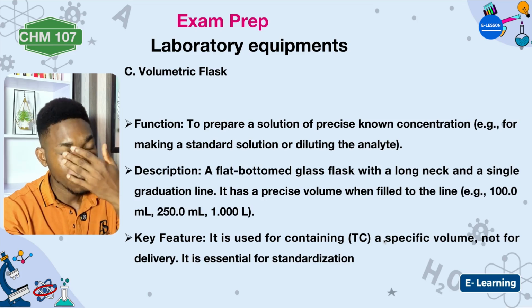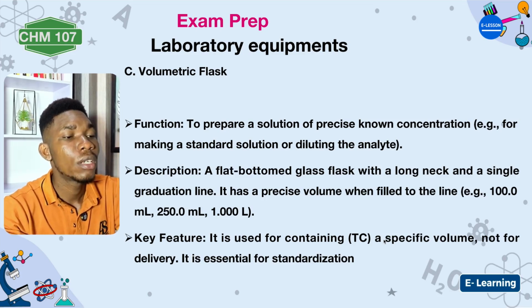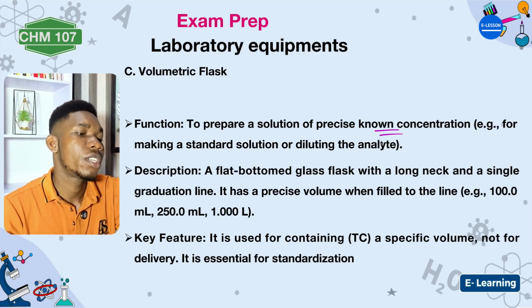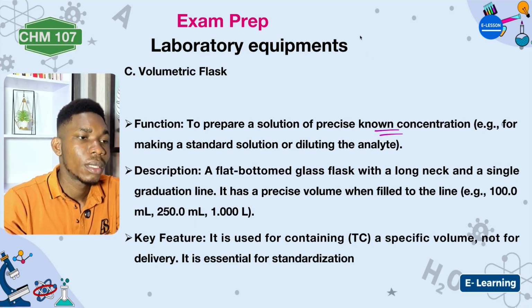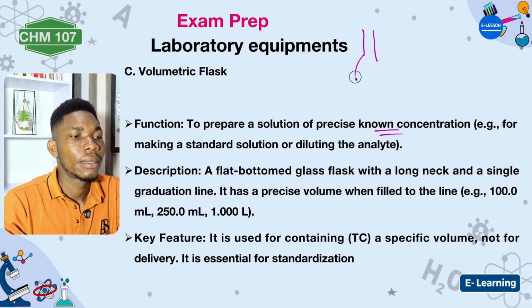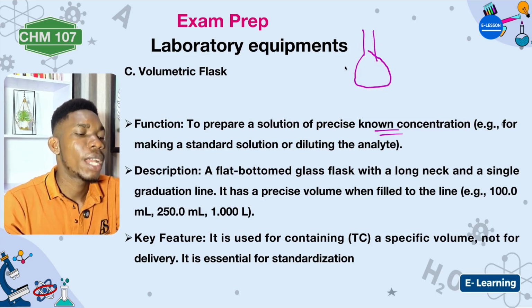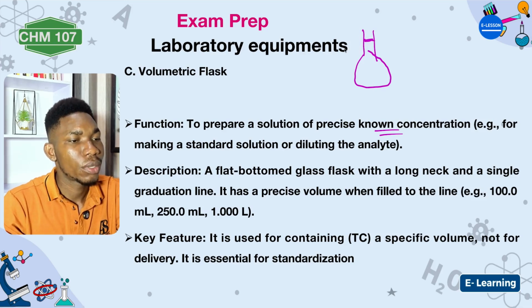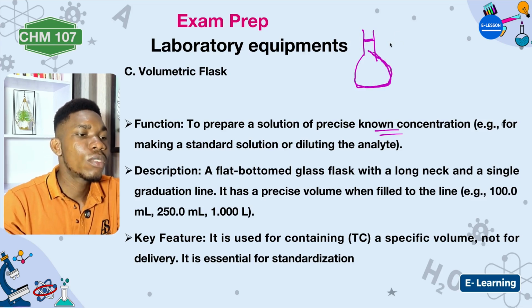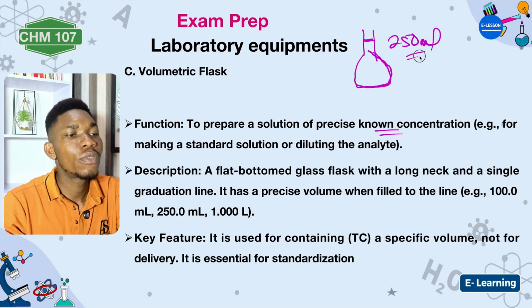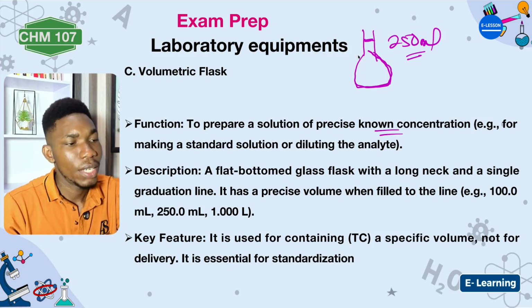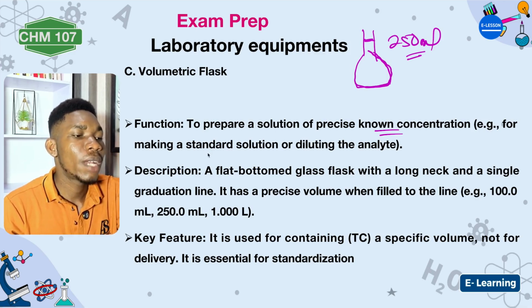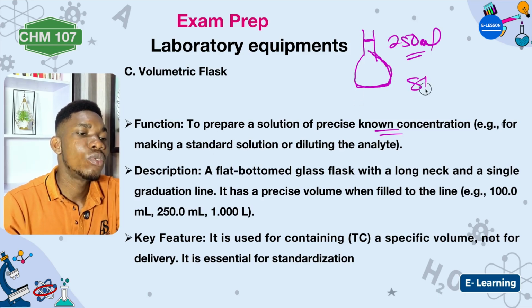Then the volumetric flask. A volumetric flask is what is used to prepare a solution of precise known concentration. A volumetric flask also has just one calibration. This is how a volumetric flask looks like. It has just one calibration, with a flat bottom, something like this. If this one is a 250 mL volumetric flask, that 250 mL is 250 mL. You cannot measure 100 mL from this one. Are you getting it?